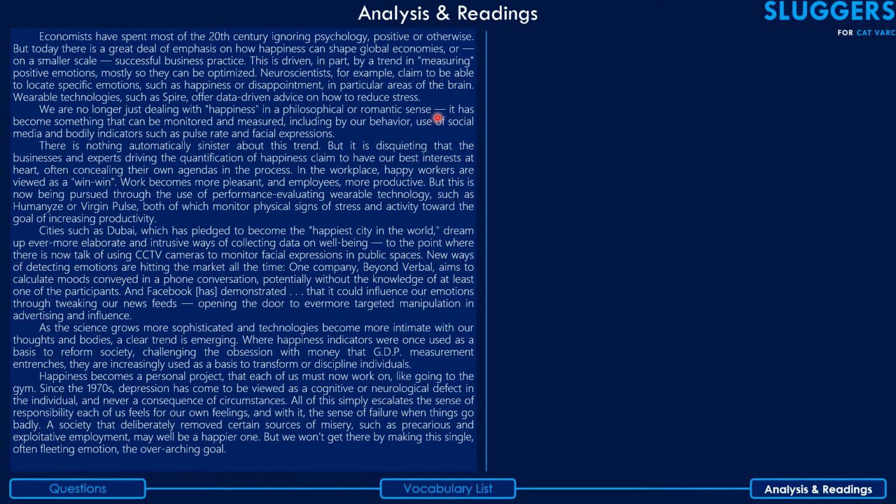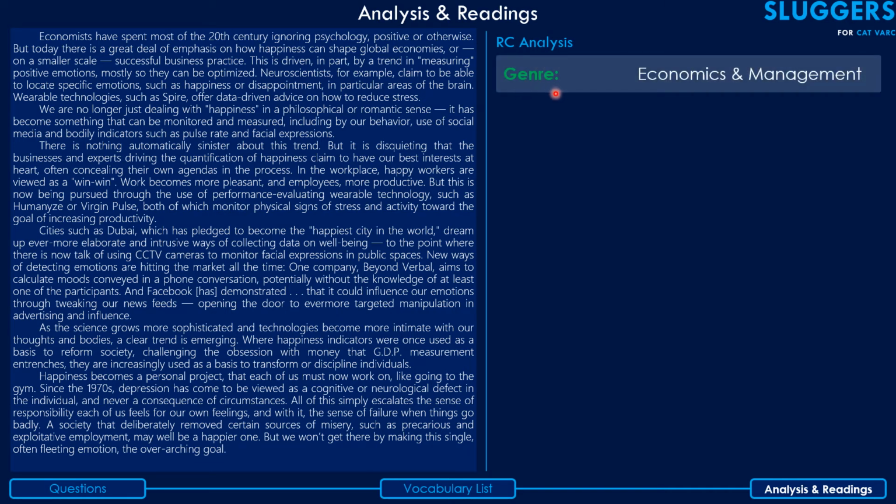Okay, guys. So let's start with the analysis and readings section. So far as the analysis is concerned, the first parameter is genre. The genre of this passage was economics and management, and if you found the ideas discussed here to be challenging, or if you found yourself to be a little not so comfortable with the terminology here, you'll definitely benefit from reading some more articles from the same genre.